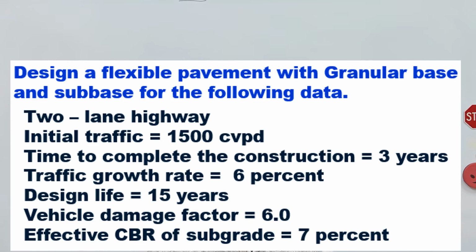Growth rate of traffic is estimated to be 6%. Time to complete the construction is 3 years. Design life is 15 years. Vehicle damage factor is estimated as 6 and effective CBR is 7%. Now with these data, we need to design the pavement section for this road.